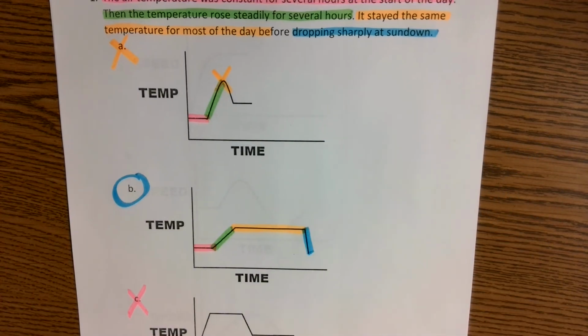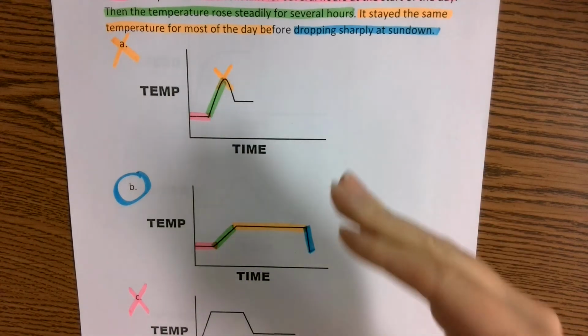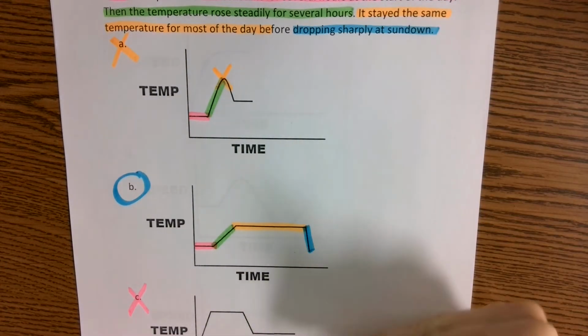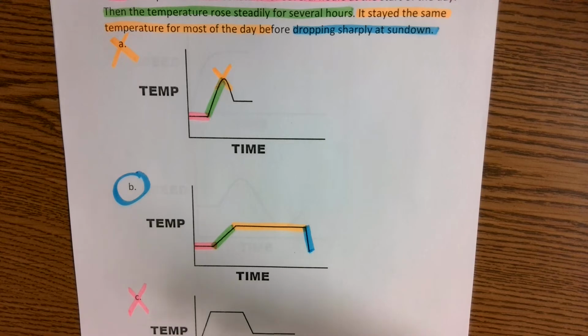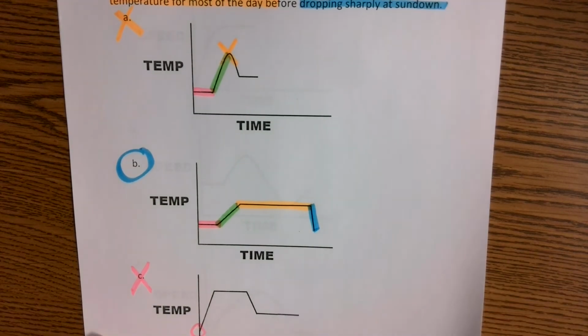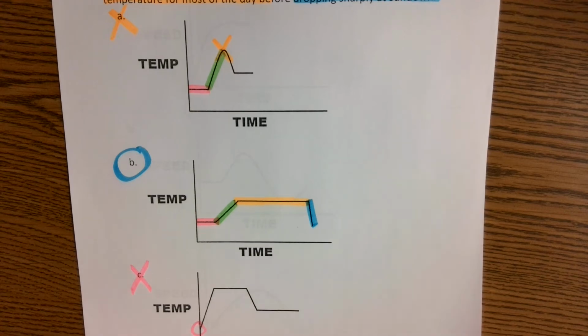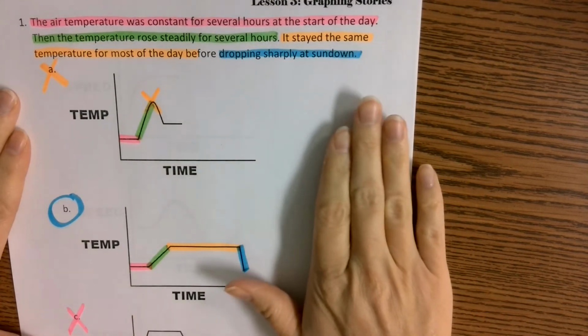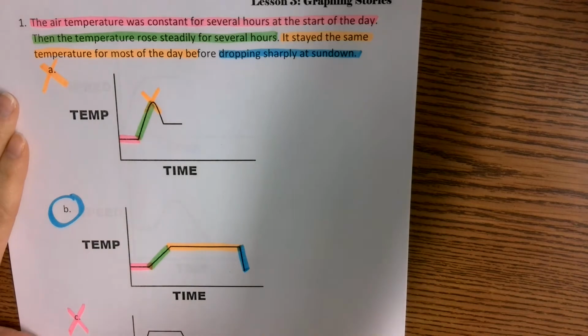Some of the problems you are mapping from a story to a graph. Some of them you're going to be looking at a graph and creating the map. So go ahead and flip on over to the back of your page. Actually, let me write a couple side notes here, just so that you have them down.